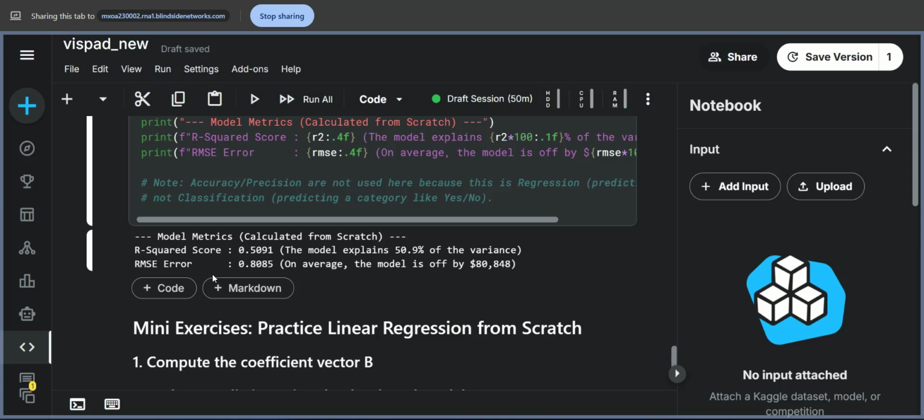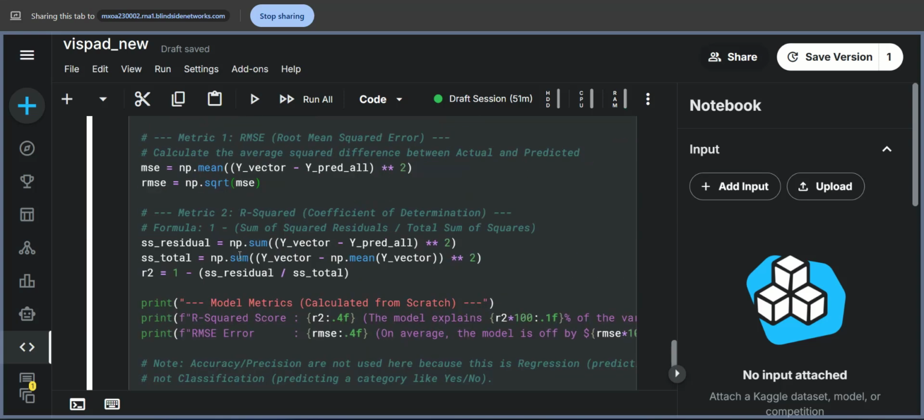And then the root mean squared error is 0.805. So the model is off by 80,000. So any predicted value that you get, there could be the chance of an error of 80,000. So this is how it impacts the model.